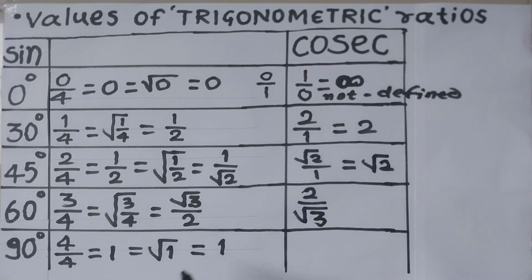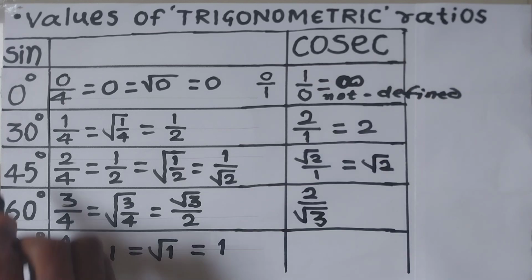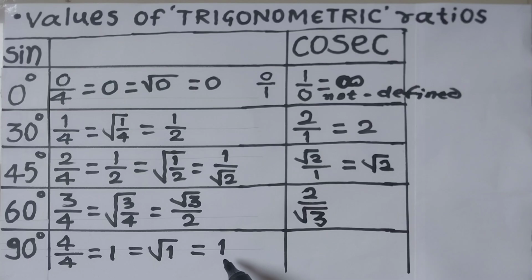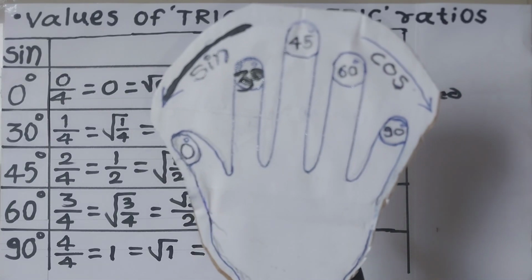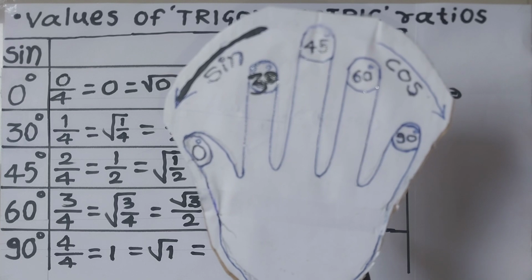Then cosec 90 degree. Here sine 90 degree is 1, which means 1 upon 1. Simply we say 1 upon 1. Then we write here cosec 90 degree is 1 upon 1, which means here also 1. This way we will find the values of sine and cosec by using our left hand fingers.